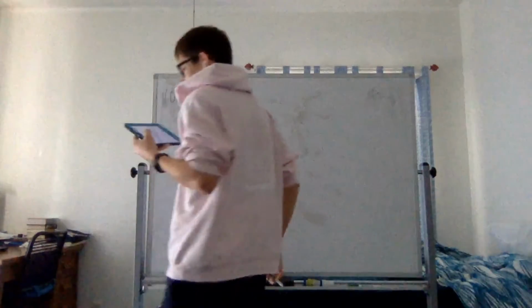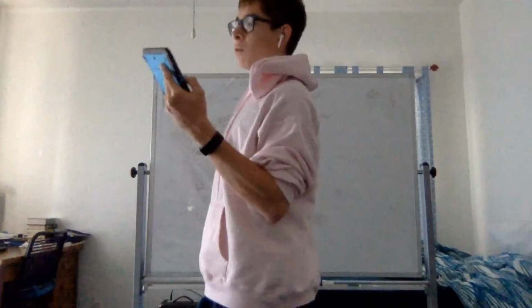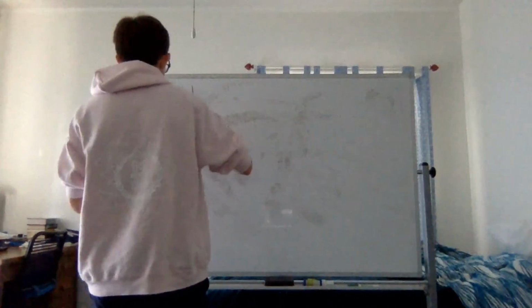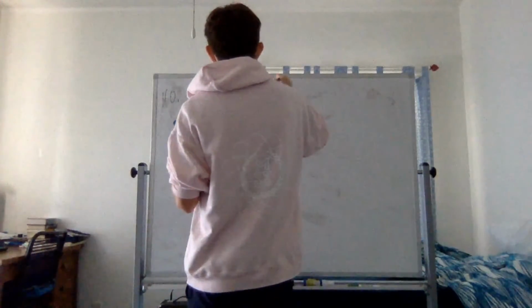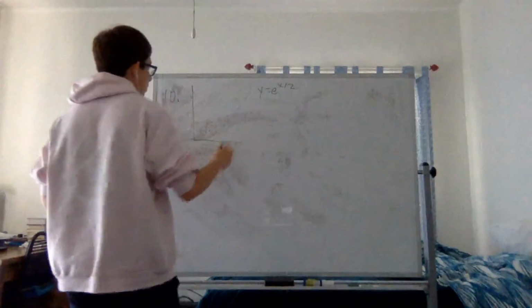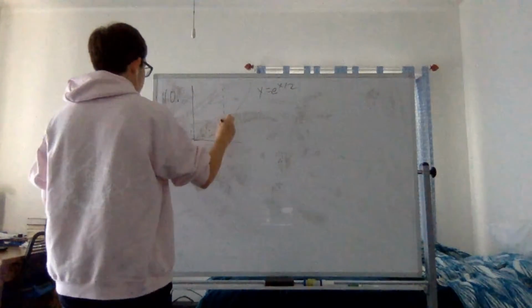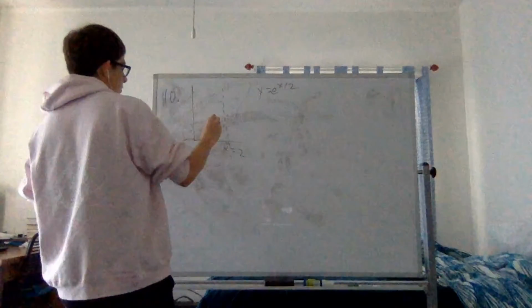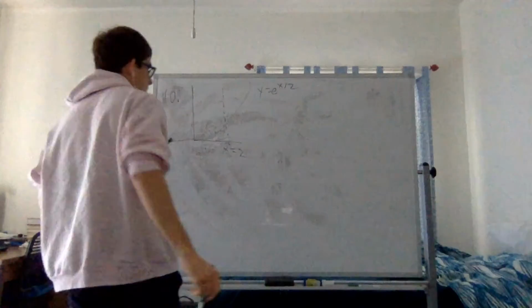Okay, number 10. What is the area of the region in the first quadrant bounded by the graph y equals e to the x over 2 and the line x equals 2? If we graph that out, y equals e to the x over 2 is an exponential function, so it looks like this. Then the line x equals 2 is there, and the area in the first quadrant is all in there.